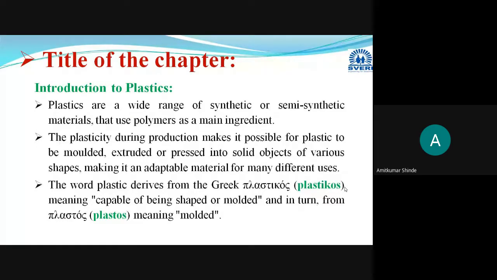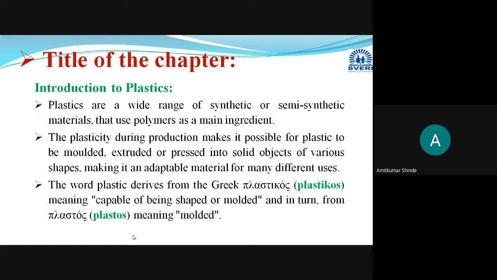That property is termed plastikos in the Greek language, and from this word they have derived the word plastic. There is also another similar word in the Greek language, that is plastos. This plastos means molded, which can be molded. From these two words they have derived the word plastic. So this is some basic knowledge related to the origin, or where this word has been derived from.